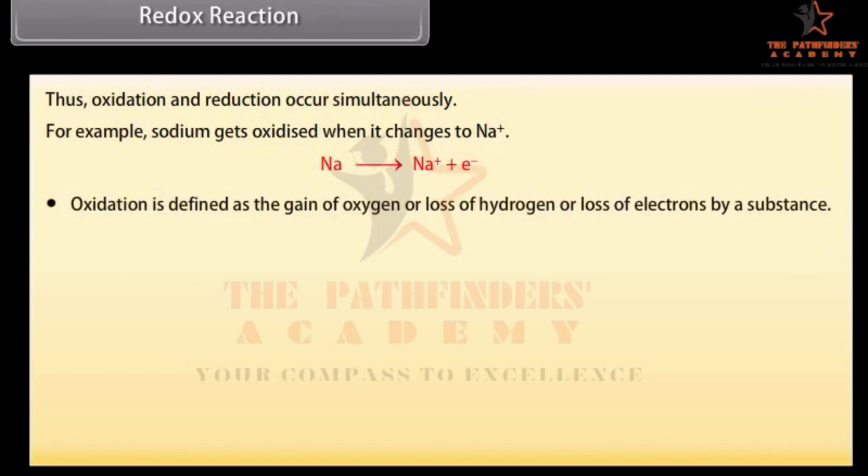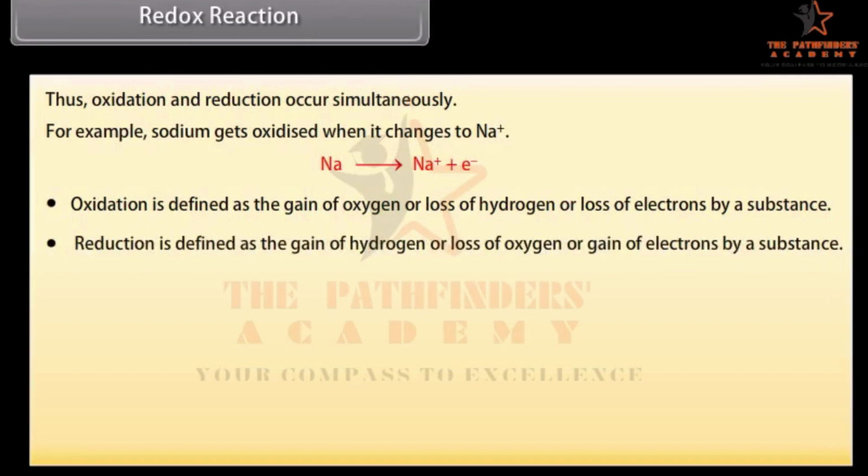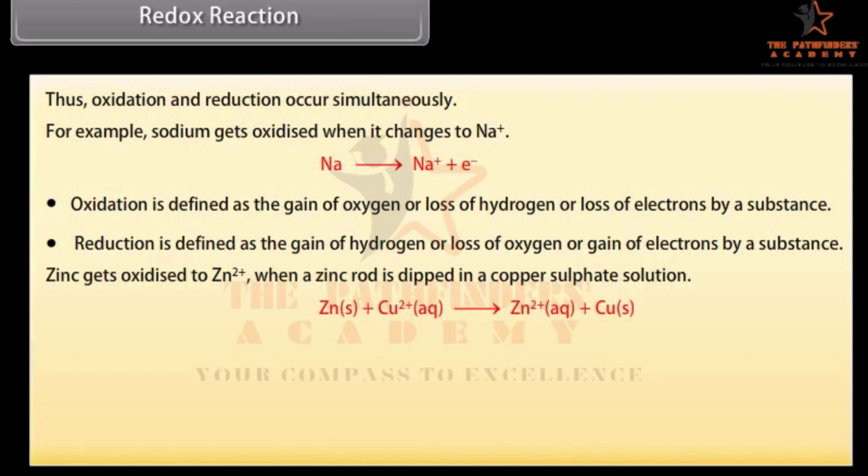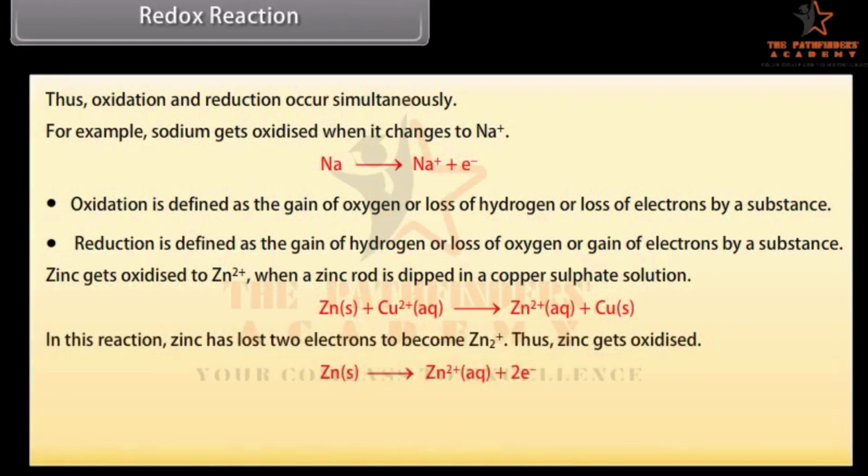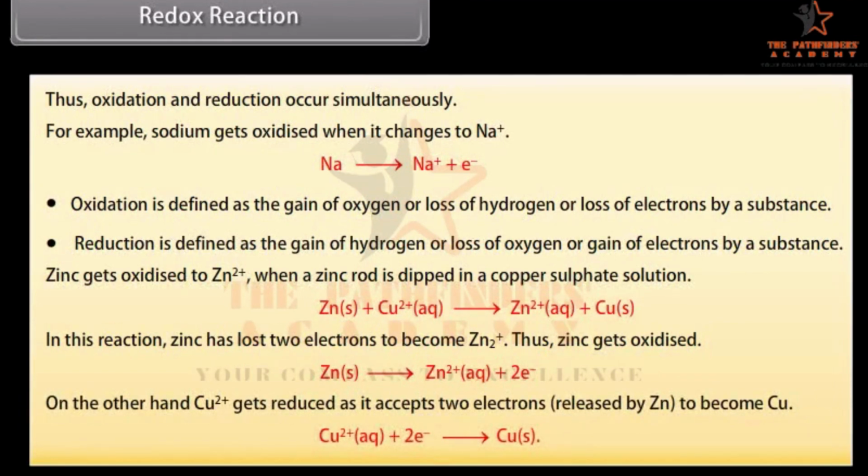Oxidation is defined as the gain of oxygen or loss of hydrogen or loss of electrons by a substance. Reduction is defined as the gain of hydrogen or loss of oxygen or gain of electrons by a substance. Zinc gets oxidized to Zn2+ when a zinc rod is dipped in a copper sulfate solution. In this reaction, zinc has lost 2 electrons to become Zn2+. Thus, zinc gets oxidized. On the other hand, Cu2+ gets reduced as it accepts 2 electrons released by Zn to become Cu.